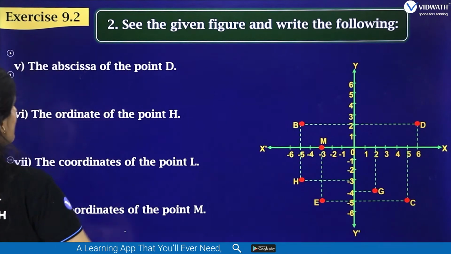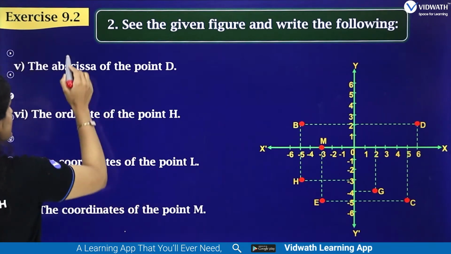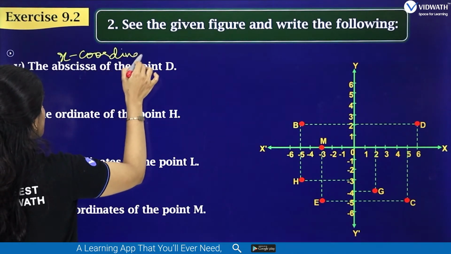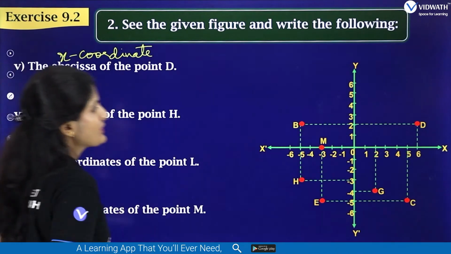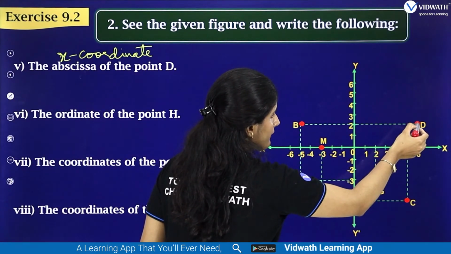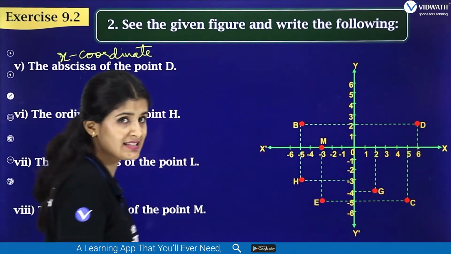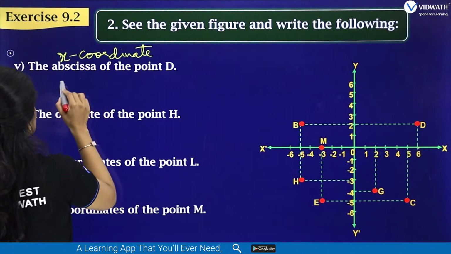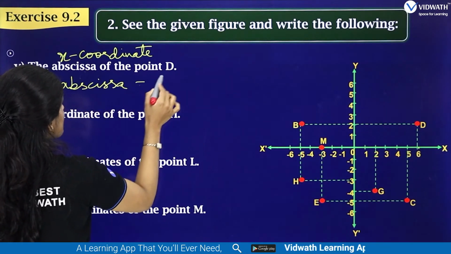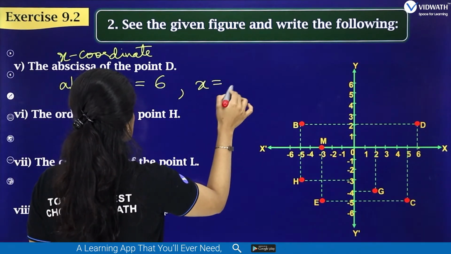The next question, we have to write the abscissa of the point D. What is abscissa? Abscissa is nothing but the x-coordinate. We have studied this in the previous session. What is the x-coordinate of the point D? The perpendicular from the point D to the x-axis meets the x-axis at the point 6. Therefore, the abscissa is 6. You can either write it like this or x equal to 6.